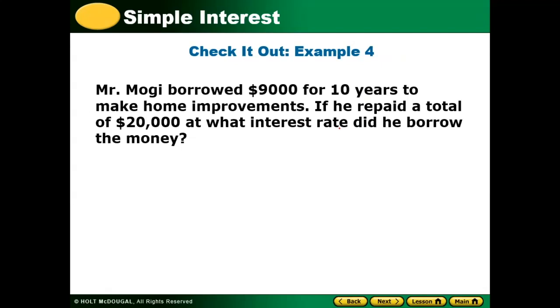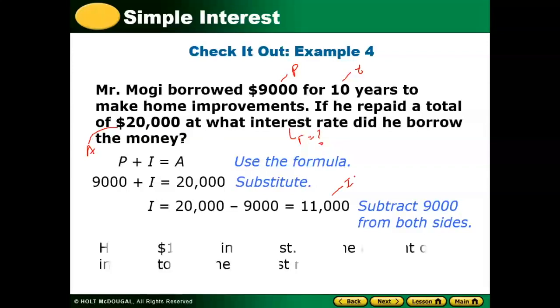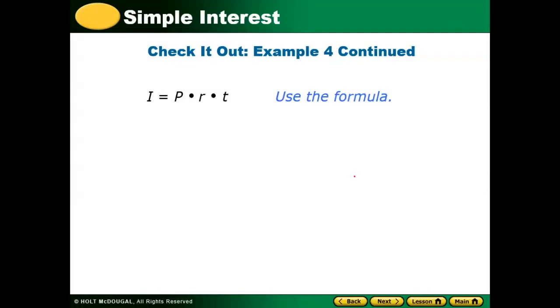So Mr. Mogi borrowed $9,000 for 10 years. So that's the principal. This is our time to make home improvements. If he repaid a total of 20,000, so again, that's the amount he repaid. What is the interest rate? So same thing here. What is the rate? So we're going to do the same thing. We're going to use our principal and our amount to calculate our interest. So I'm just taking 20,000, subtract 9,000, that gives me 11,000. So that is how much interest Mr. Mogi paid.